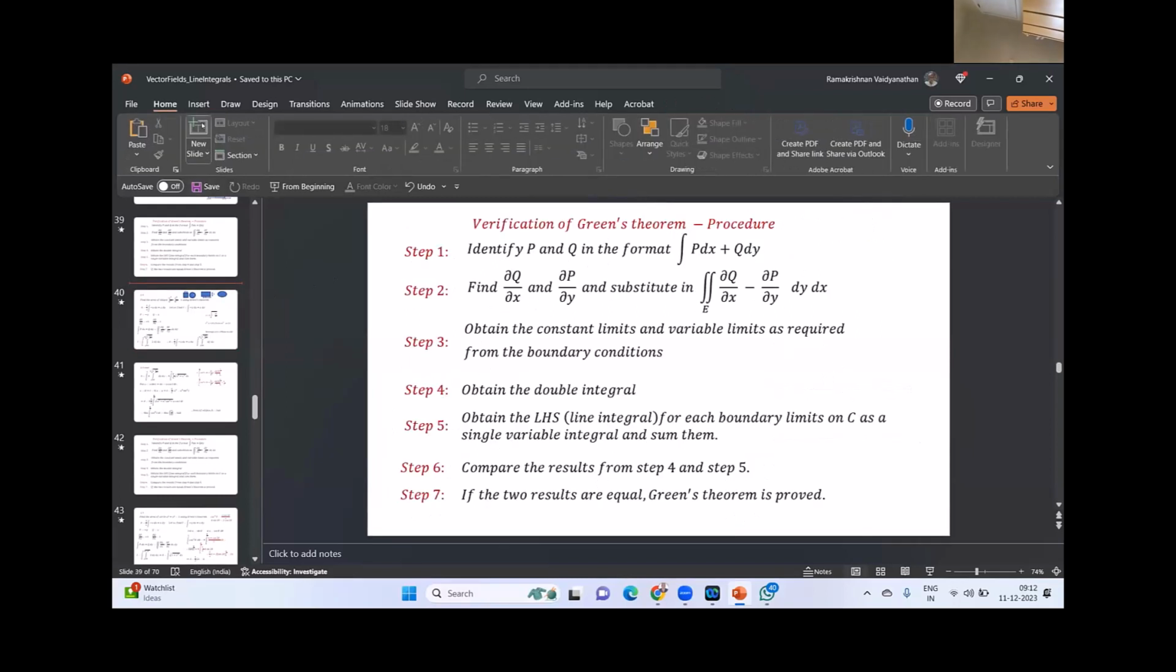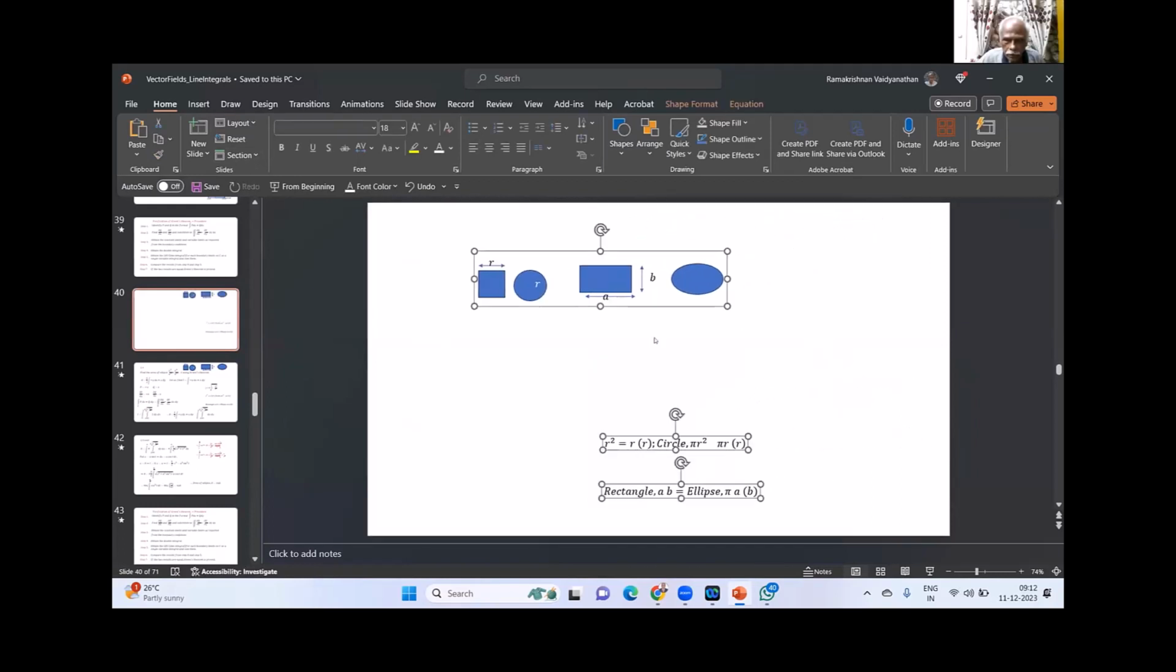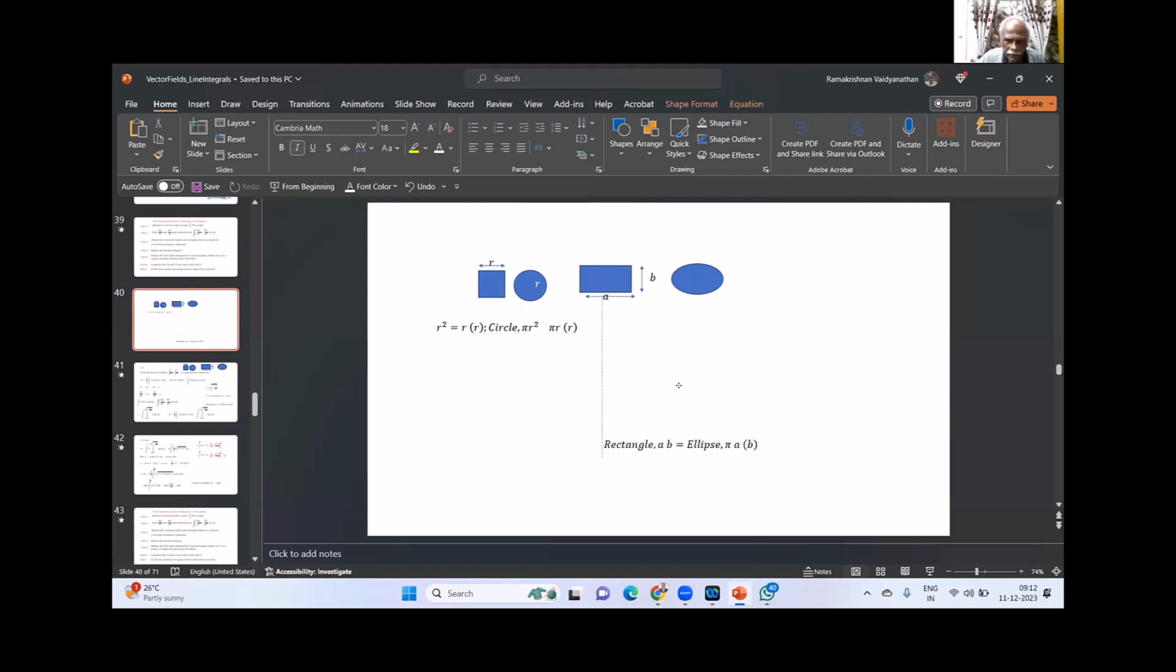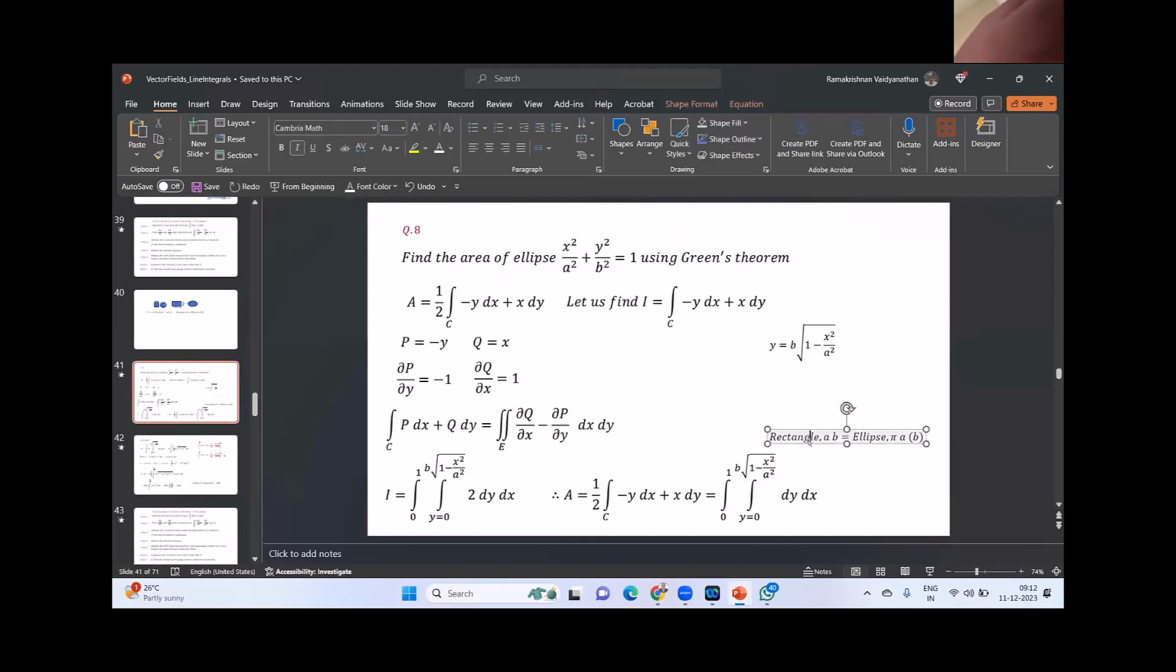Clear? You will never forget. Area of the circle from the area of the square, area of an ellipse from the area of the rectangle. That's all. Clear? So now you know what the answer should be. Yes or no? So you'll have to get pi ab.